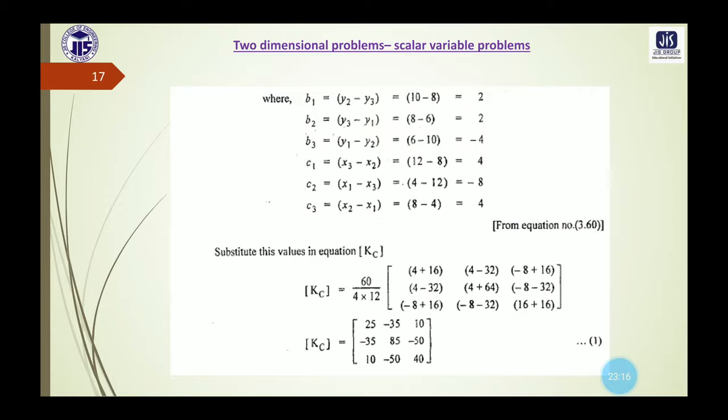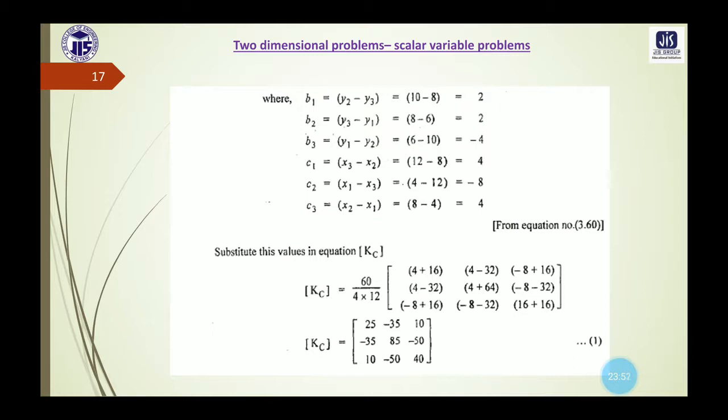Next we need to find the value of this B1, B2, B3, C1, C2 and C3, which are represented in terms of the coordinates. So we need to remember the formula for this B1, B2, B3, like B1 is Y2 minus Y3, B2 is Y3 minus Y1, then C1 is X3 minus X2. So in this way we need to remember the formula for this B1, B2, B3, C1, C2, C3 in terms of the coordinate values. And finally we need to find the values of these different parameters.